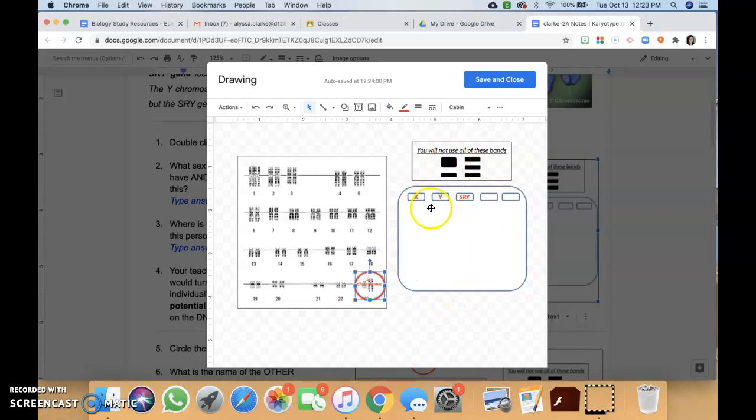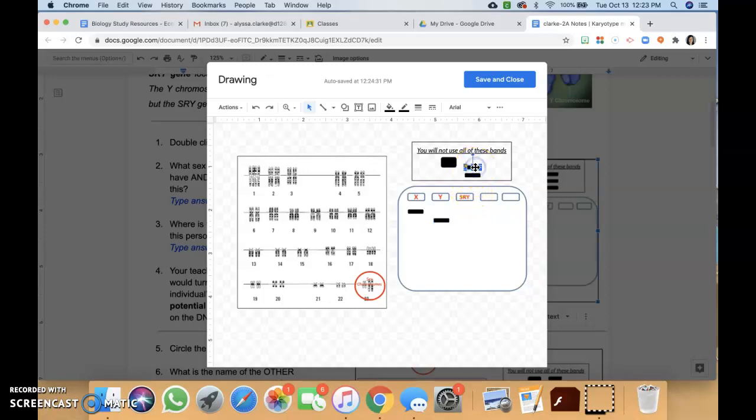So we want to represent that right here in the gel. This person would have one X chromosome, which is bigger than the Y, so we know it's not going to travel as far from the well. They have a Y chromosome, which we know is smaller, so it's going to be able to travel further away than the X. And because they have a Y chromosome and they're male, they're probably going to have male reproductive organs. So they definitely have an SRY gene present because that's found on the Y chromosome.